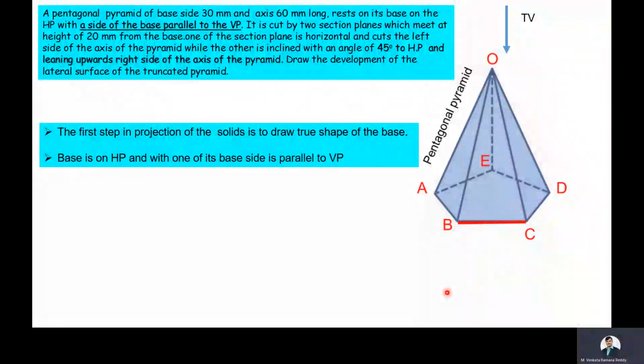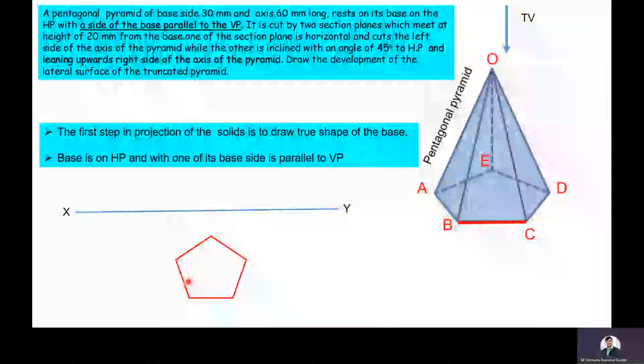That means while drawing the top view, we need to draw side BC parallel to the XY line and construct the regular pentagon. Say BC and its length is 30 mm and complete the construction of the regular pentagon. After that, locate the center point of the base of a pentagonal pyramid. That center point is nothing but the image of the apex of a pentagonal pyramid. O is the image of the apex in the top view.